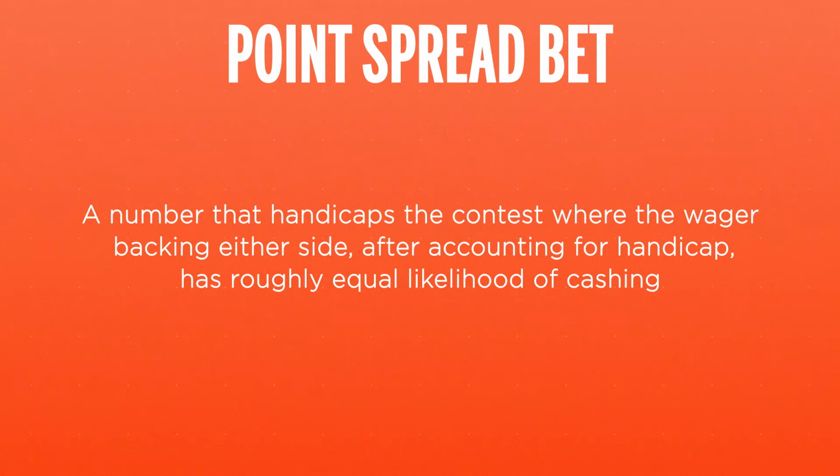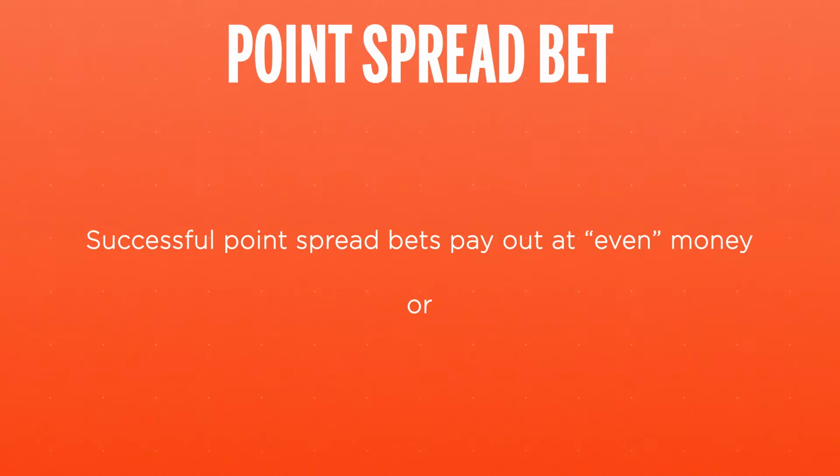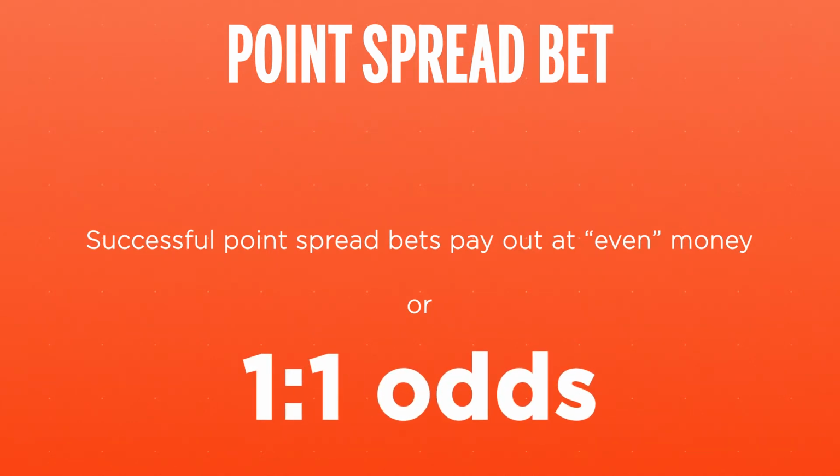Right. And so now on to another very popular, very common sports bet, a point spread bet. Now this is a little bit more difficult than a money line bet. So why don't you tell us the difference there and explain to us what a point spread bet is? The point spread is a number that handicaps a contest such that a wager backing either side, after accounting for the point handicap, has roughly equal likelihood of cashing. As a result, successful point spread bets pay out at even money or 1-to-1 odds.